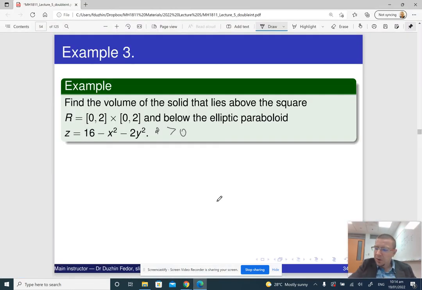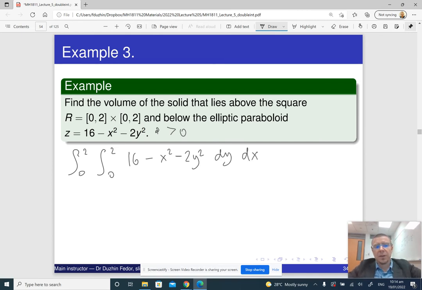All right. So which really means that what we are going to do is the integral from 0 to 2 by x, and the integral from 0 to 2 by y of 16 minus x squared minus 2y squared dy dx. Well, it doesn't really matter whether we do x first or y first. It's going to be the same thing. So let me just quickly do this.